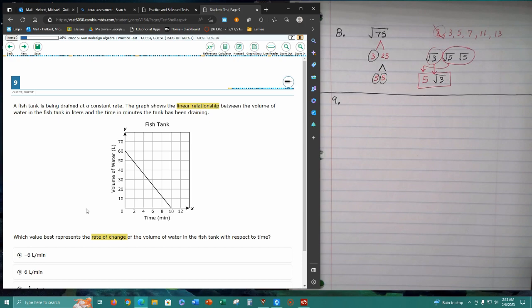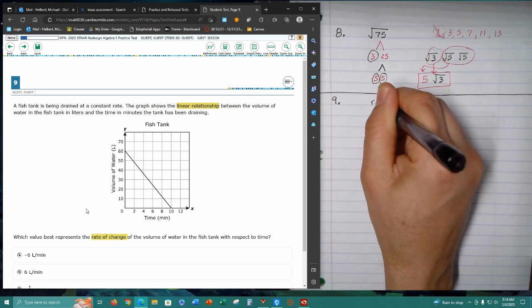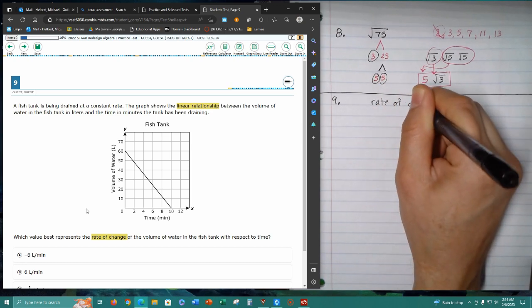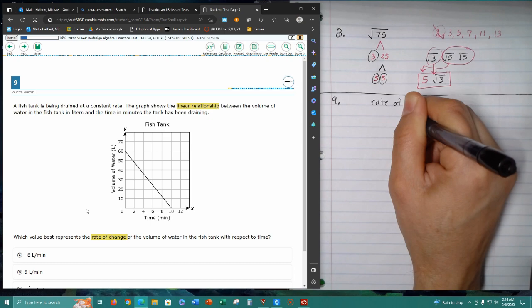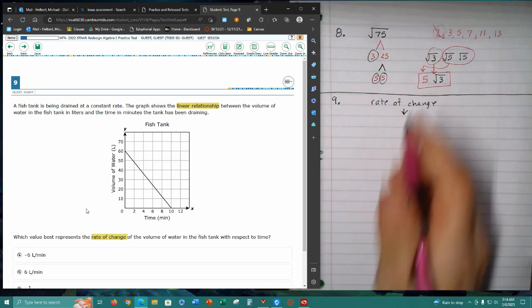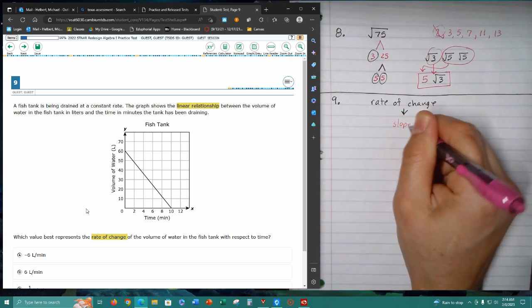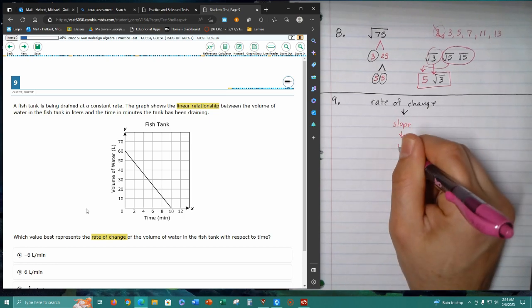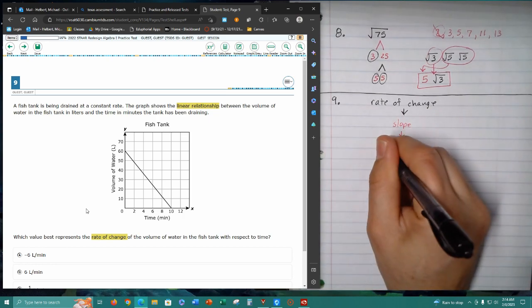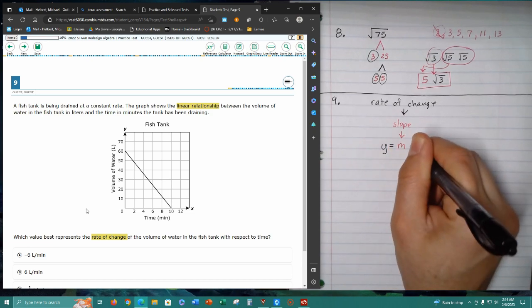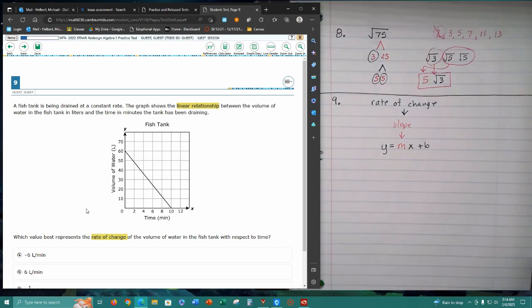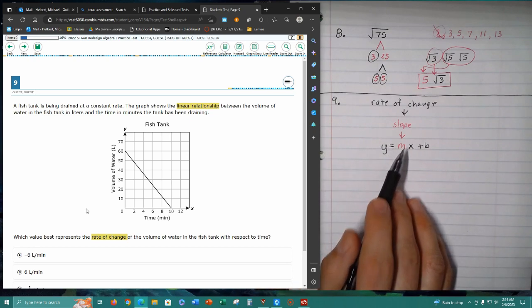Now, anytime you hear that word, rate of change, I want you to immediately think, and I'm going to write this down, rate of change. I want you to remember that just means slope. And slope is just the m in the equation y is equal to mx plus b. So if you keep that in mind, this one right here would be really easy. We're just trying to find the slope of this line in the graph, and remember m represents that slope.